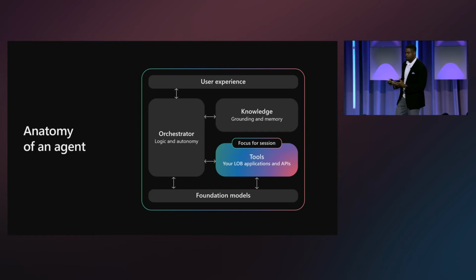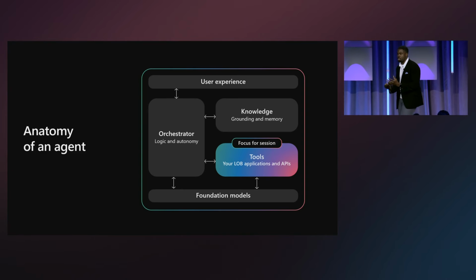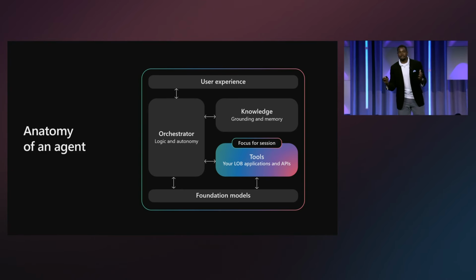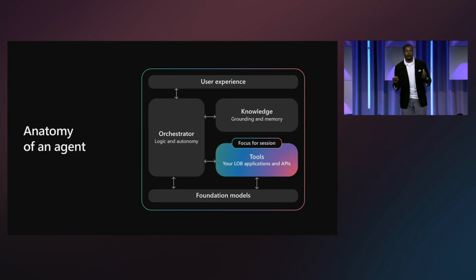Now, agents have orchestrators. And that name may be a little bit daunting, but it actually does what the name says. It orchestrates. Because your agent has different parts of it, it has knowledge and tools like I'll talk about shortly, the orchestrator needs to know what to use, when to use it, and how to use it. So the orchestrator forms the logic and the autonomous component of an agent.